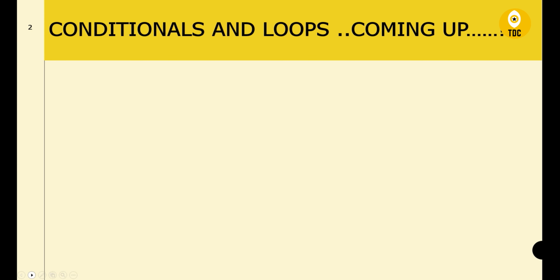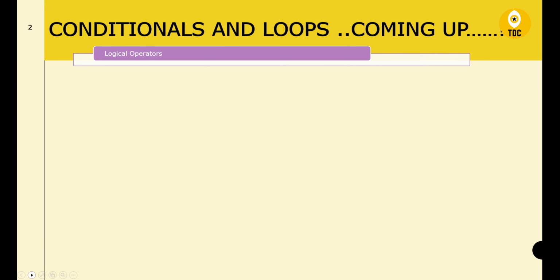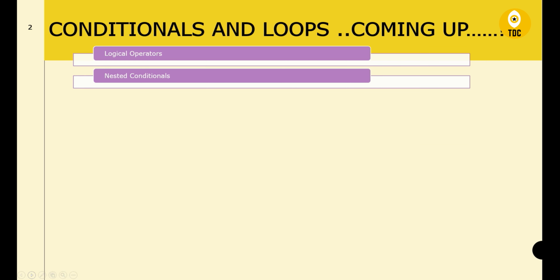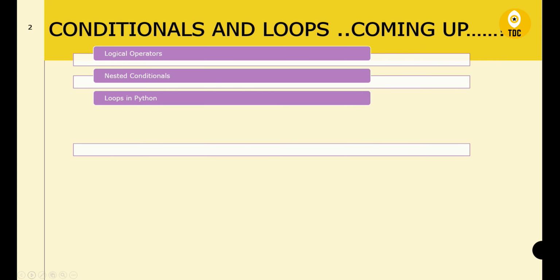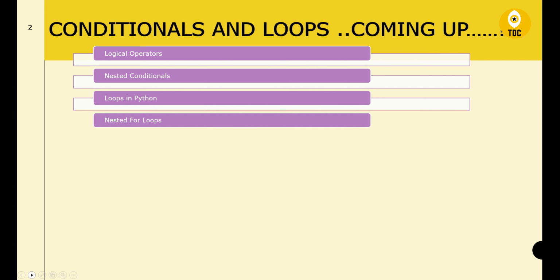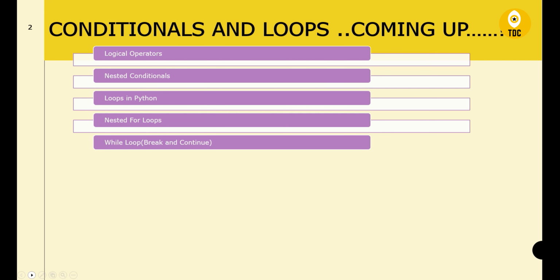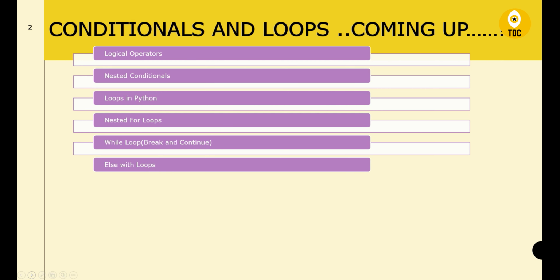In this particular video, you can expect logical operators and nested conditionals, right? So inside an if, again we can have an if condition. Then loops in Python: what are the different types of loops we have? We can have nested loops. How can we have nested loops? And we have the while loop along with break and continue cases. And we have else with loops. So this is also one of the cases.